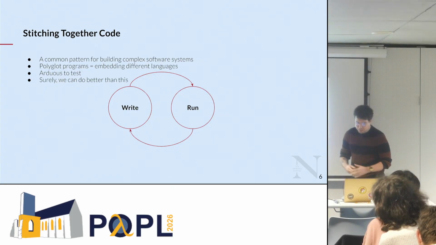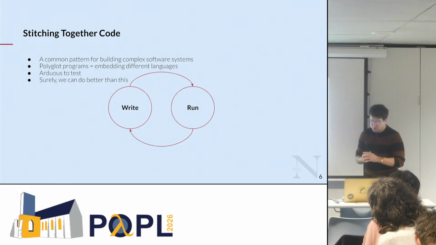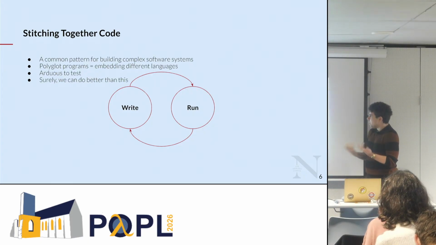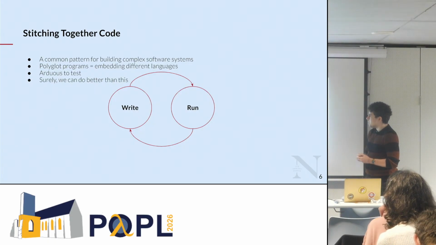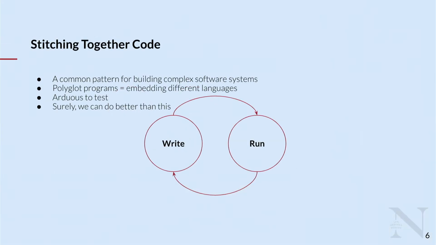But before I start talking about how to do better than that, I just want to note that this is a common pattern in building complex software systems. I'm going to call these polyglot programs, where you're embedding different languages into a single system. These are arduous to test. You can imagine from writing that code, you write the code, it type checks, it's fine, and then you have to test it. Then you have a runtime error, then you have to fix it, and you go through this cycle over and over again, and that cycle sucks. So again, we can do better than this.